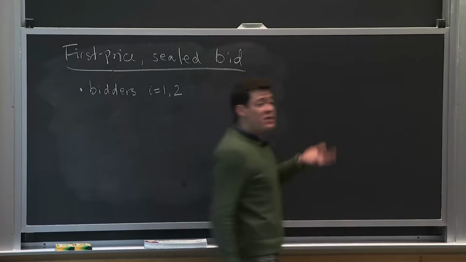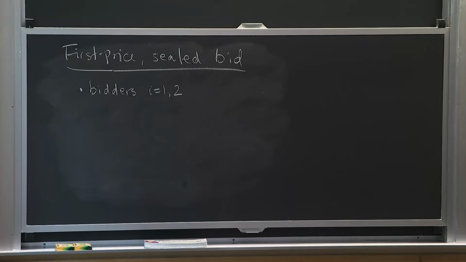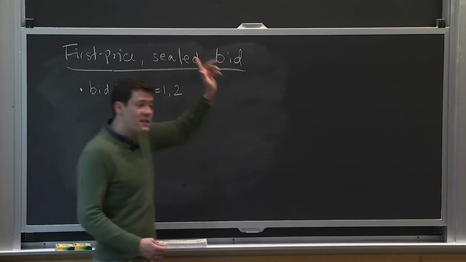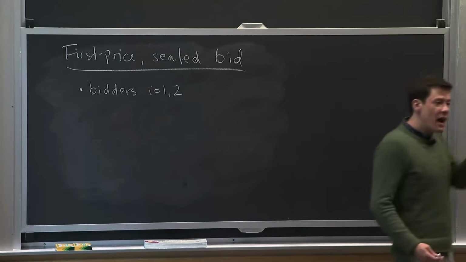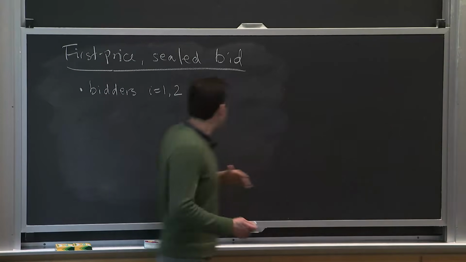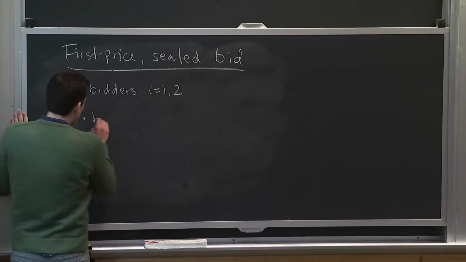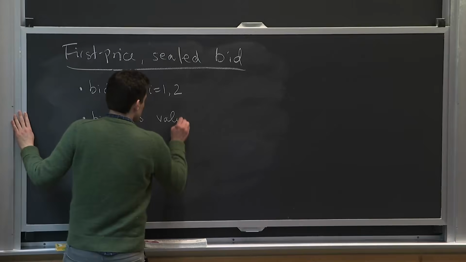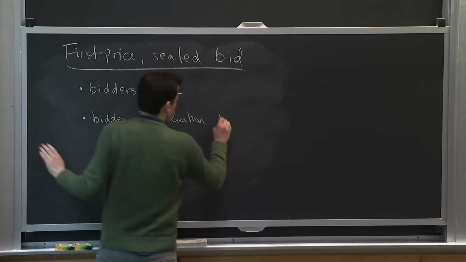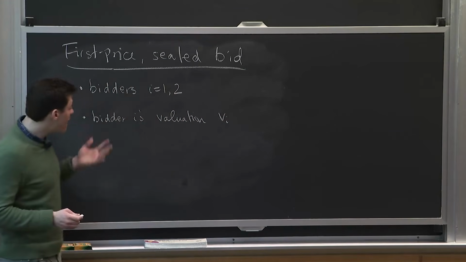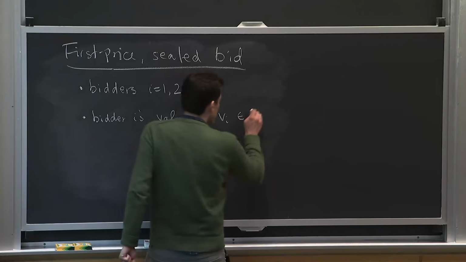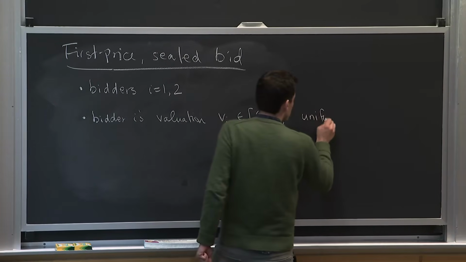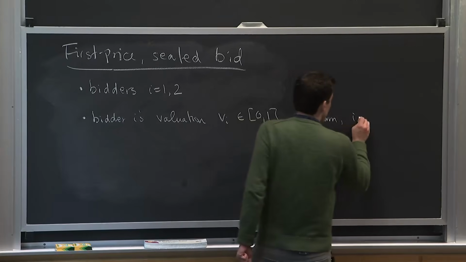And let's assume that each bidder's valuation for the good is uniformly drawn from between 0 and 1. Before, in the MobLab example, I think it was 0 to 100. We're just going to change units now. So bidder i's valuation, we'll call that v_i, is going to be in [0, 1], and it's uniformly distributed and independent.